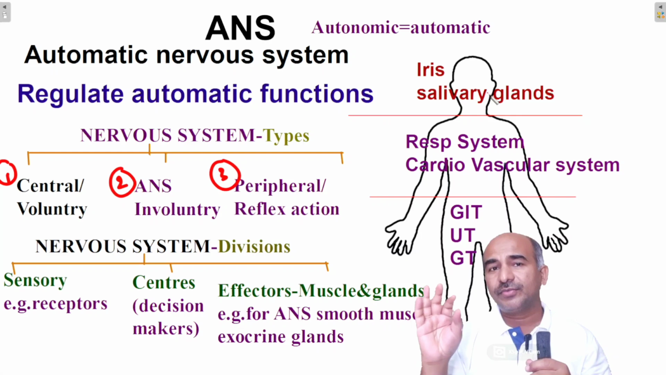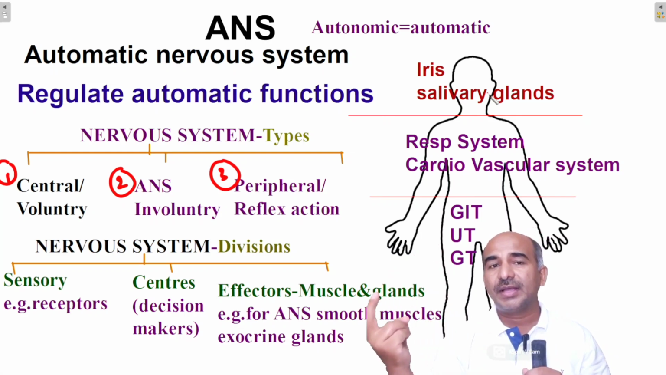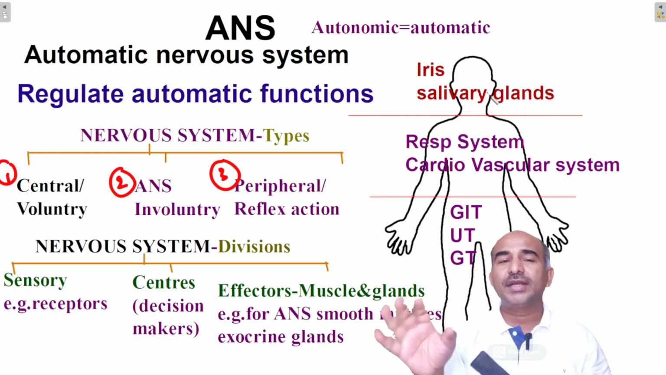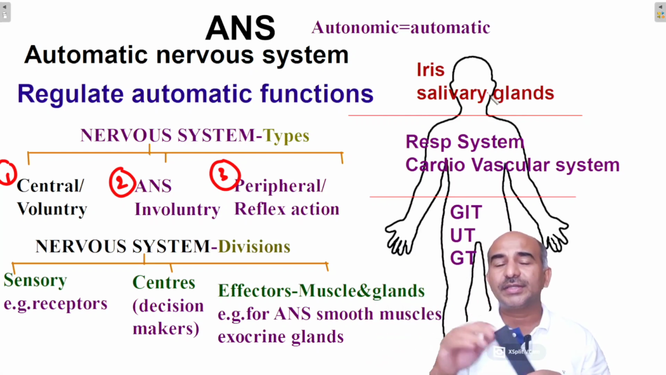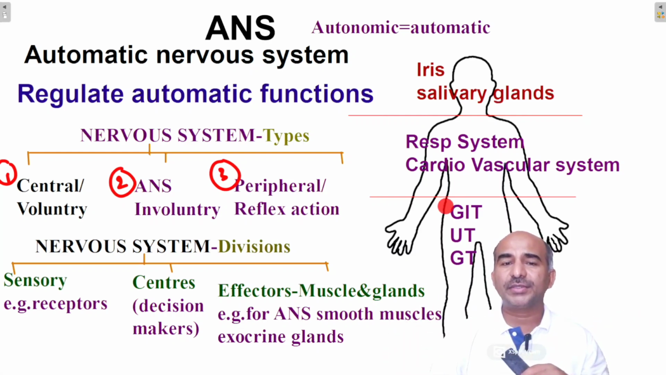First I am telling you the first body segment, head, neck, face. The smooth muscle is the iris, and then glands are there: lacrimal glands, salivary glands. These are the exocrine glands which are present in the head, neck, face. Why are we saying this? Our intention is to list the organs of the autonomic nervous system.